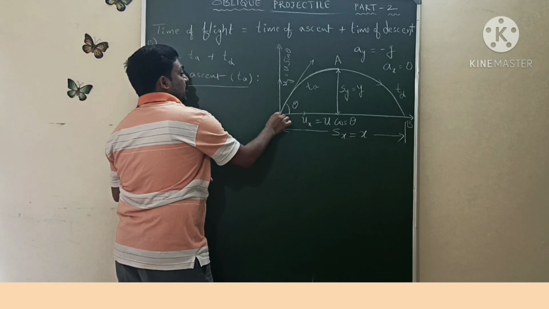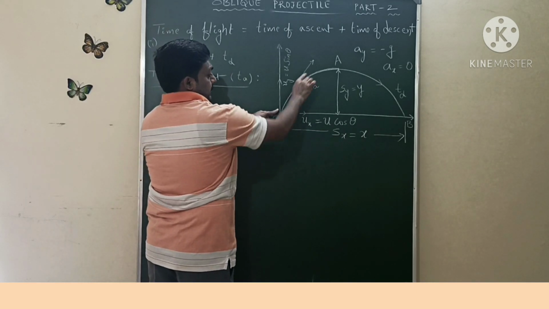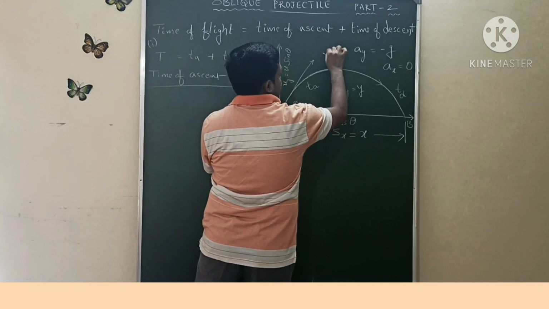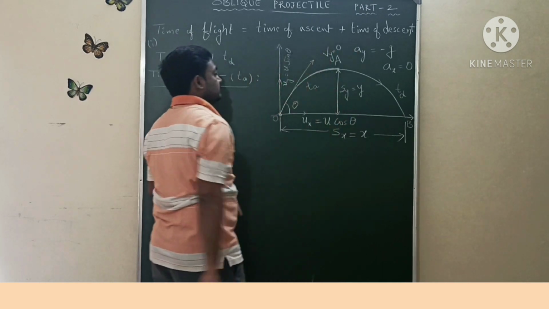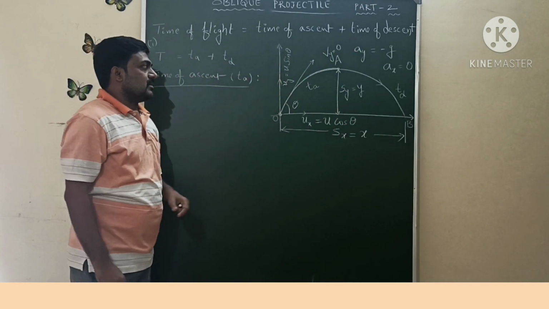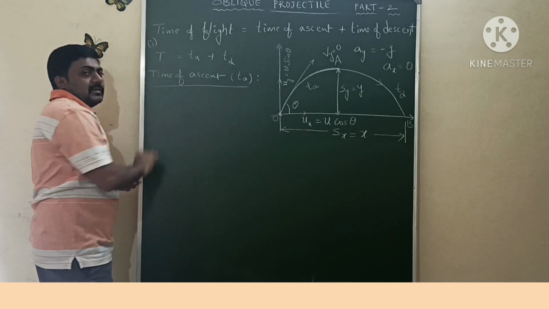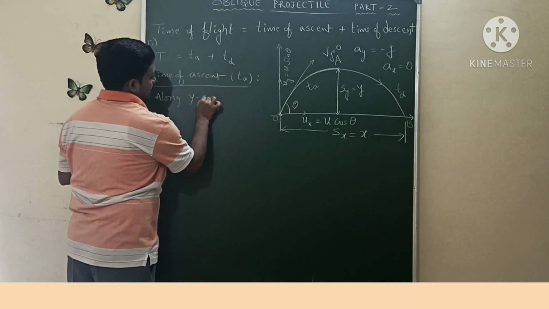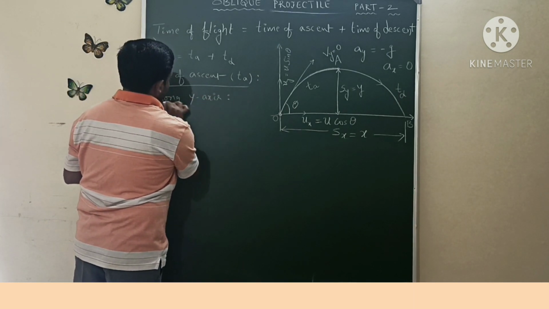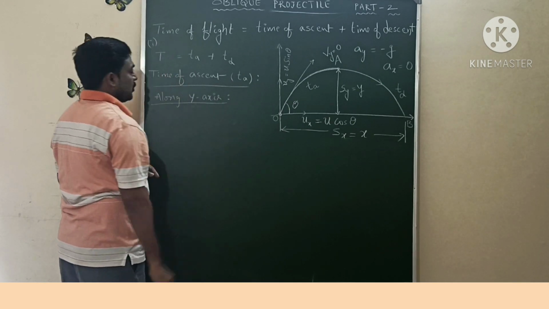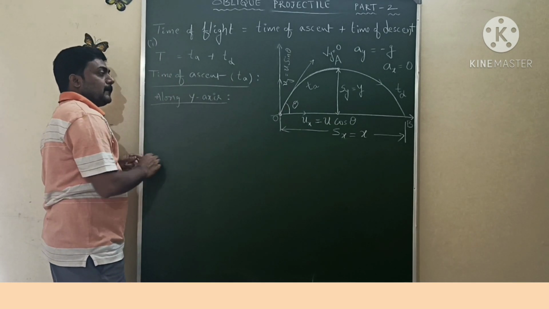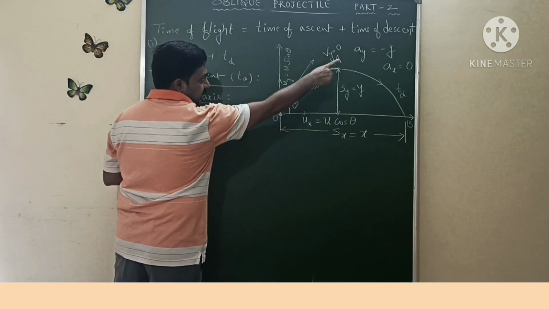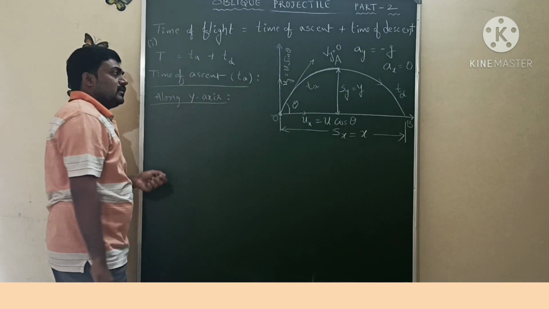In this part, the starting velocity is Uy. Here the final velocity Vy, here there is no velocity, Vy equal to 0. Uy is u sin theta. Consider the motion along the y-axis only. To reach the highest point, we should consider the y-axis only. Here the values are uy, vy, and acceleration ay is minus g. So we know that time is TA.